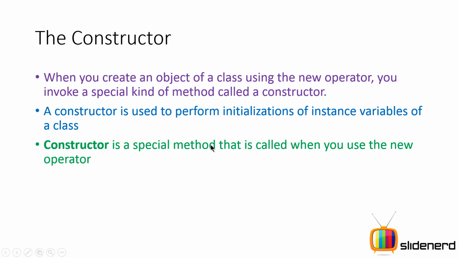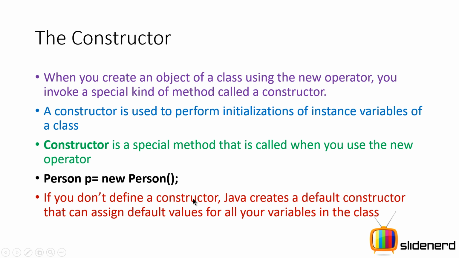So constructor is a special method that is called when you use the new operator. For example, while creating an object of some class called Person, what I say is Person p = new Person(). Now this expression on the right hand side, if you notice, there's the Person word which is the same as the class name, but there is a parenthesis indicating that this is like a method, and this is what is known as a constructor in Java. So if you don't define a constructor inside your class, then Java is going to create a default constructor that will assign default values for all your variables.